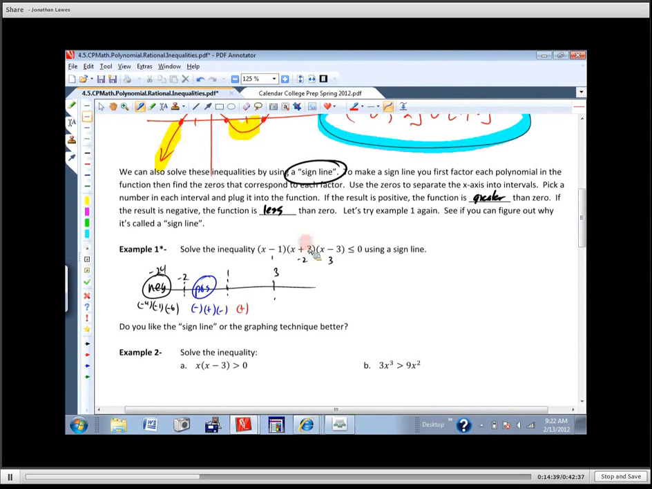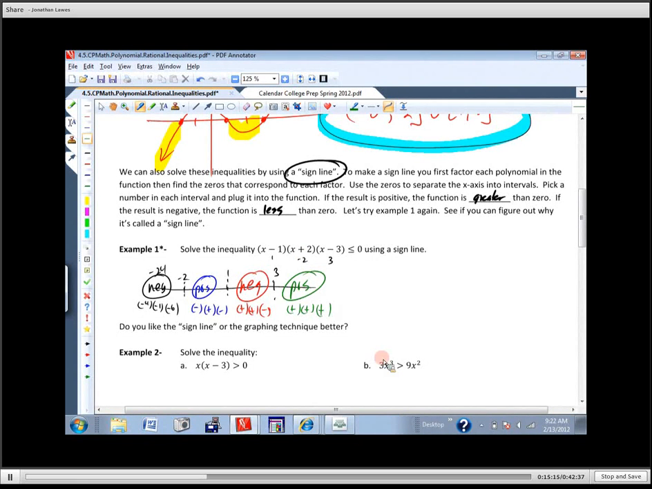Two plus 2 would be positive. 2 minus 3 would be negative. Only one negative, so this is negative. And then pick any number you want past 3. Pick 10 if you want. Pick 100 if you want. Whatever number makes it easy for you. So if I plug in 100, is this one positive or negative? Positive. Positive. Positive. 3 positives, still going to be positive.